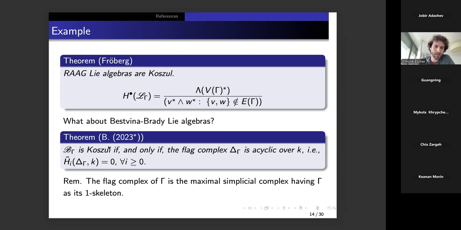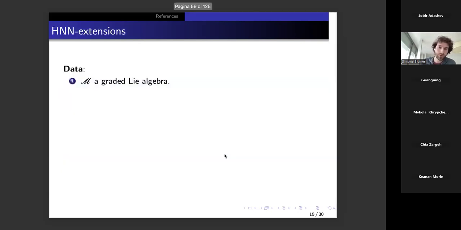This result relates a cohomological property of the Bestvina-Brady Lie algebra with a homological property of the defining graph, so to speak. And what I want to do now is to give you a proof of this fact. In order to do this, we have to introduce HNN-extensions.